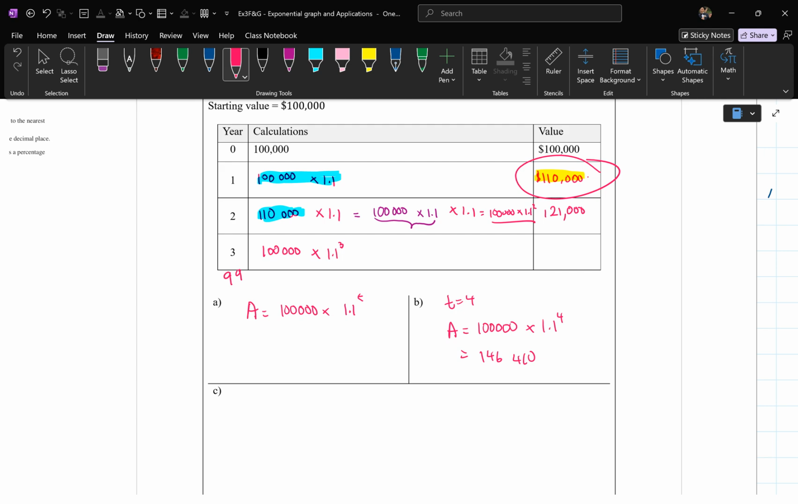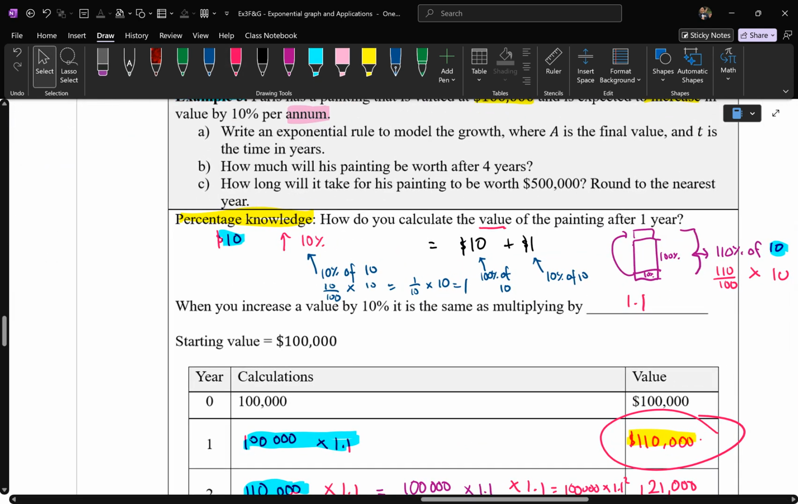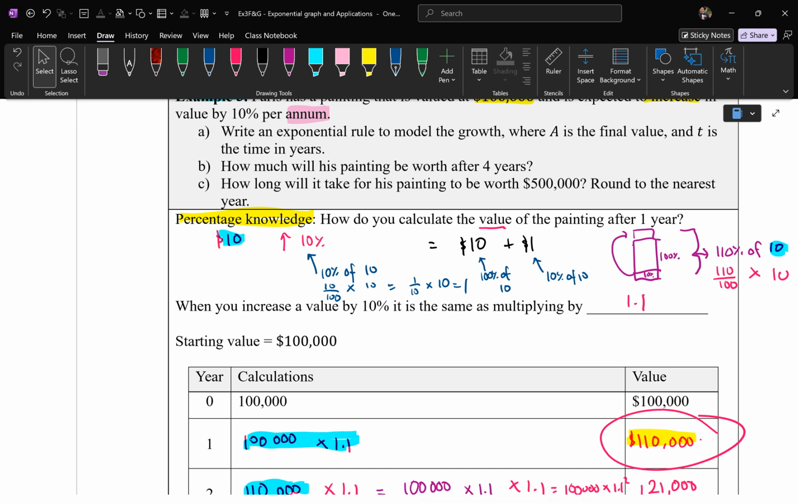Yeah? Let's do. So we've done that. That's applying. Now let's try to solve. So how do we solve? Let's look at C. It says, how long will it take for his painting to be worth $500,000? So he bought a painting. It's $100,000. And he's thinking, well, I want $500,000. Then I'll sell it, right? So how long will he have to hold it for?